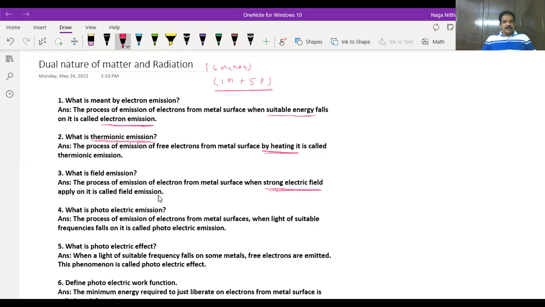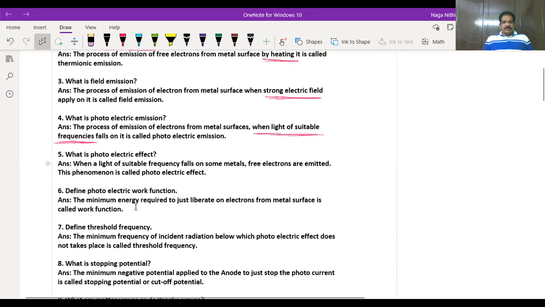See the fourth question. What is photoelectric emission? The first line will be common: the process of emission of electrons from a metal surface when light of suitable frequency falls on it is called photoelectric emission.